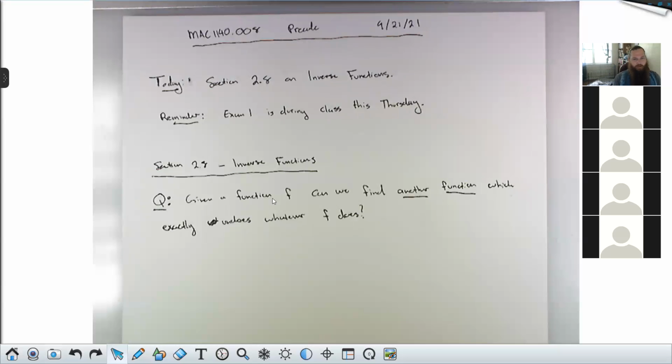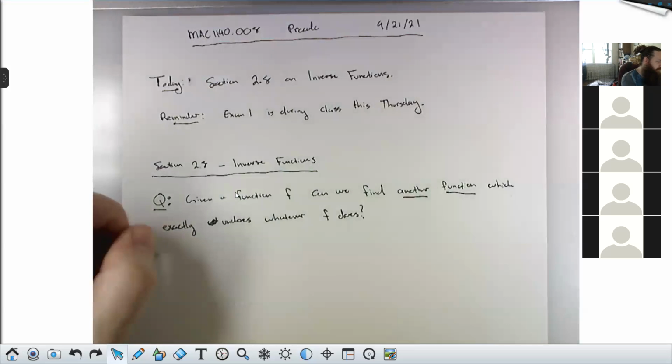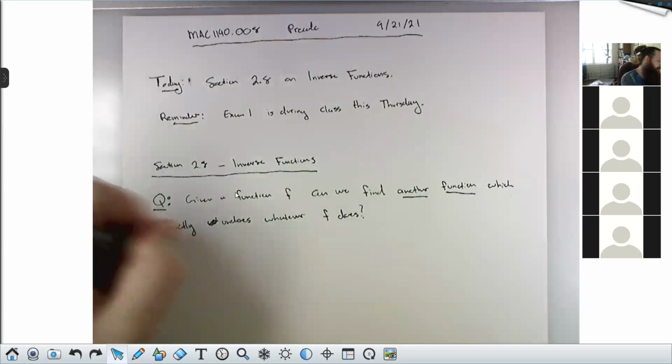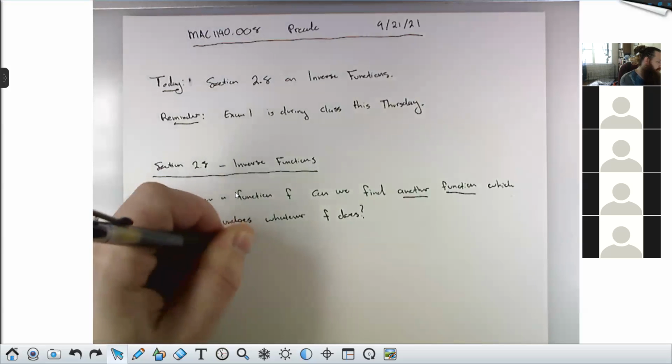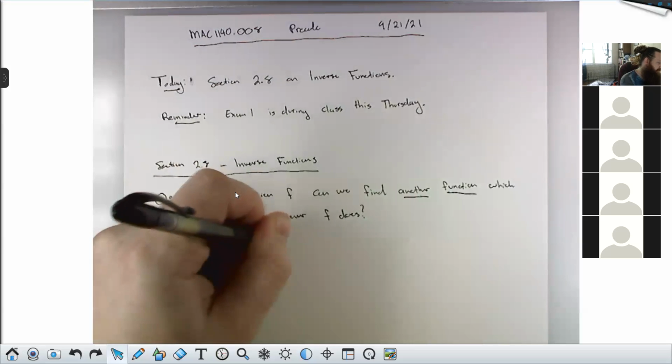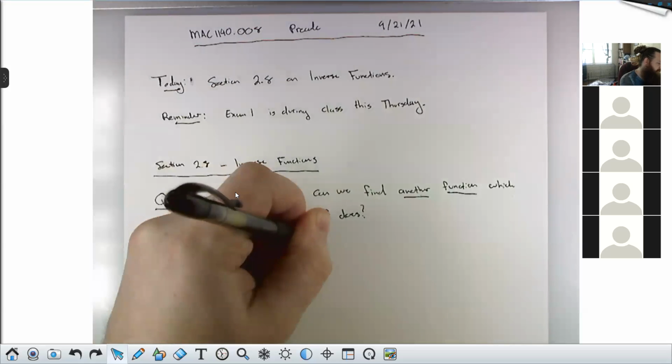All right, so let's answer this question. Given a function f, can we find another function which exactly undoes whatever it is that f does? So if f adds 3, this inverse should subtract 3. If f multiplies by 7, this inverse should divide by 7. And we know many functions are more complicated than that. The answer to this is yes, but with some asterisks, with some caveats.